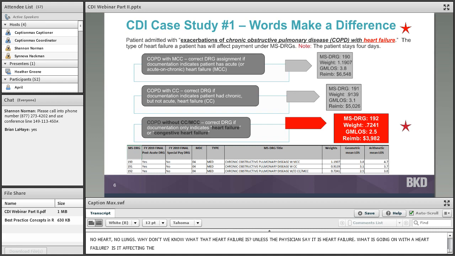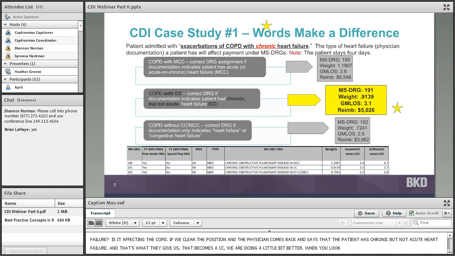So if we query the physician, and that physician comes back and says that the patient has chronic but not acute heart failure, and that's what they give us, that becomes a CC. So we're doing a little bit better. And when you look at that, that's a DRG 191. The weight is 0.9139. The estimated length of stay is 3.1, and the reimbursement is just over $5,000. So we've gone up a little over $1,000 now.